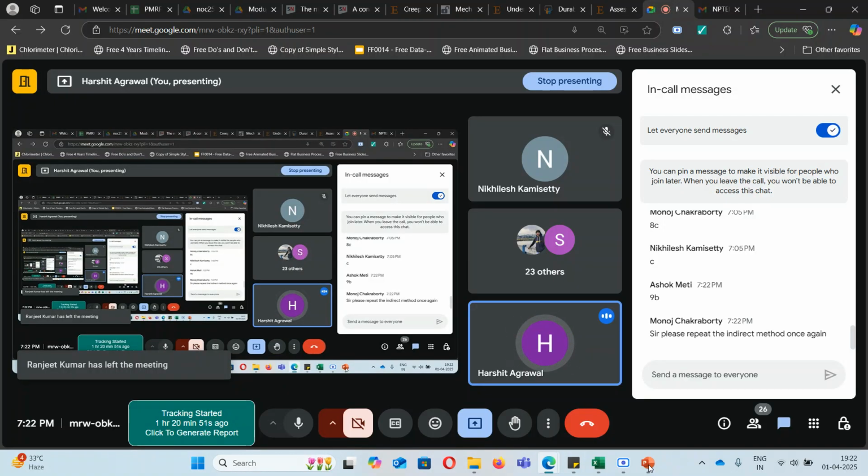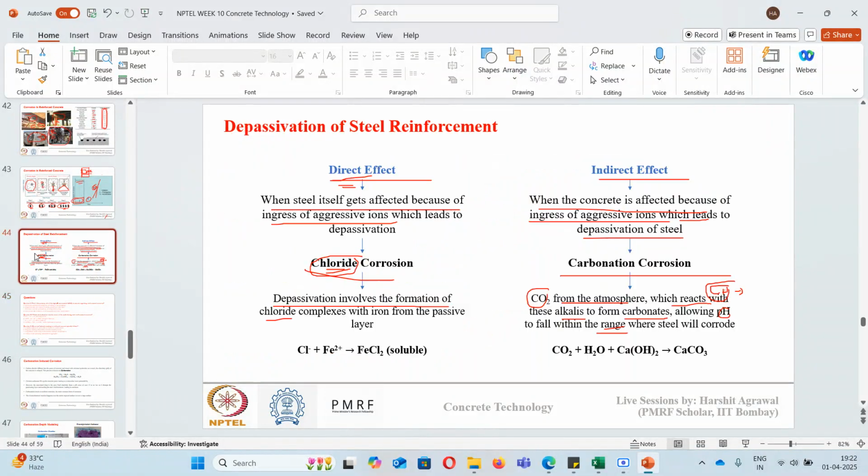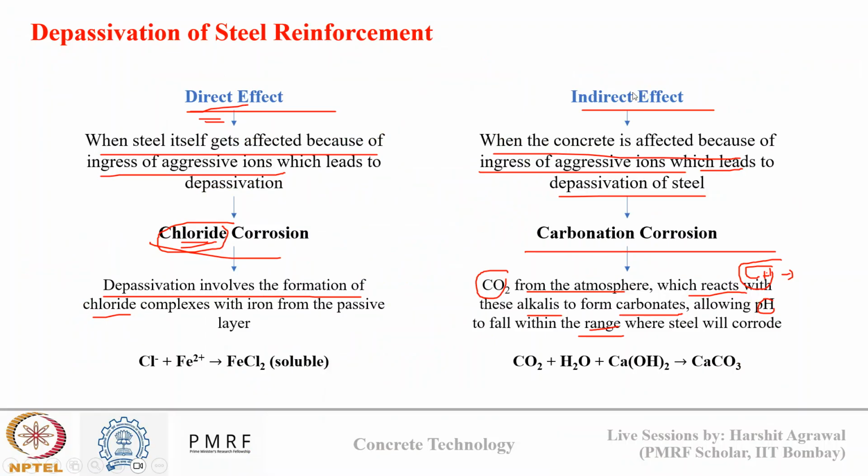Okay, sir, please repeat the indirect method one. Okay, so see, we will talk in depth about the indirect method. Don't worry right now, but just try to understand what I have said here.